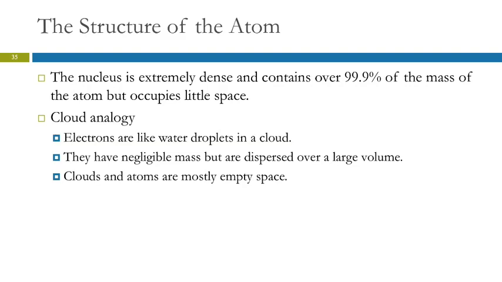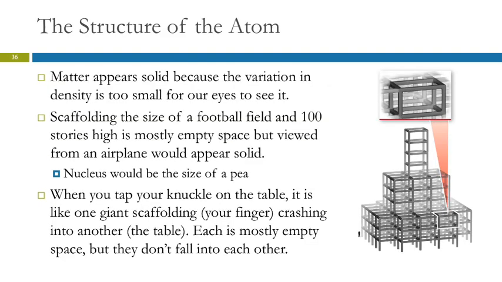So fog looks solid, right? You can't see through dense fog, but you can walk through it very easily. It's just little tiny droplets of water. It's actually mostly empty space, right? And that's the way that matter is as well. Why does it look solid? Well, it's because the variation in density is too small for our eyes to see.